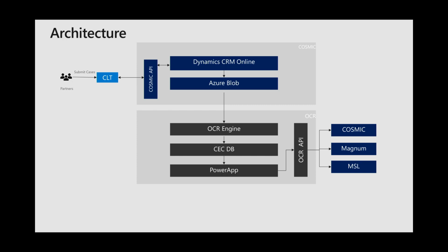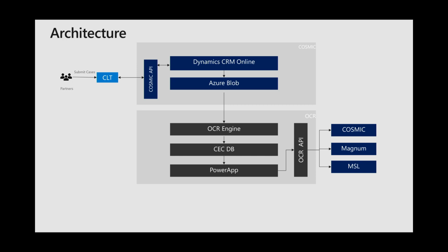Hi, everyone. So as we discussed, the partner to Microsoft is going to submit a case in the volume licensing portal. Internally, we say CLT portal. When he submits a case with the attached document, which is a PDF, the API is going to take this document and create a case in the CRM Online system. At the same time, the attachment is going to be uploaded into Azure Blob.